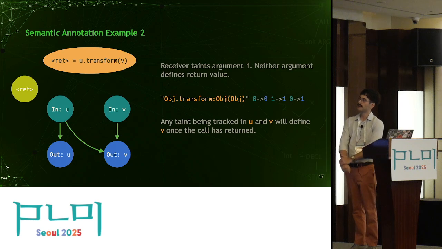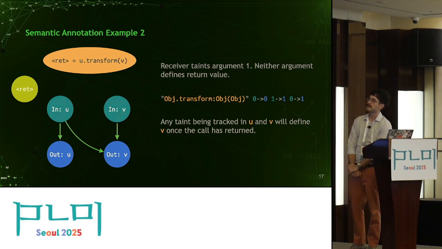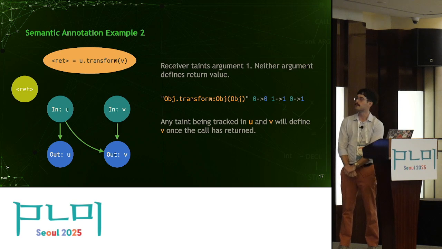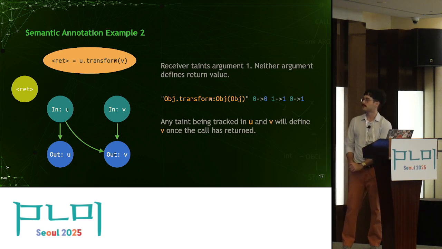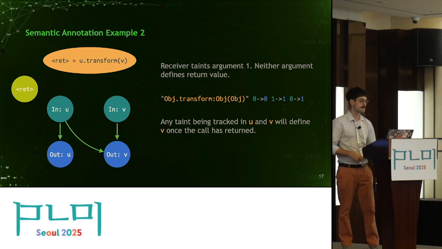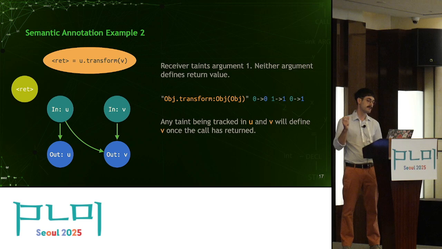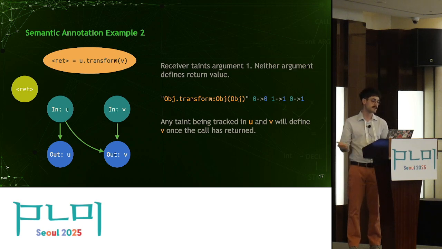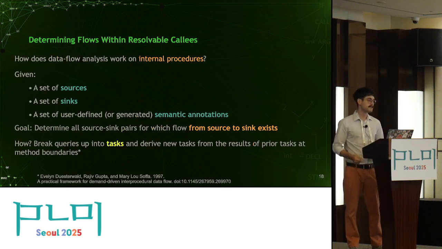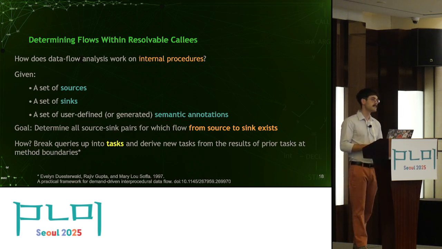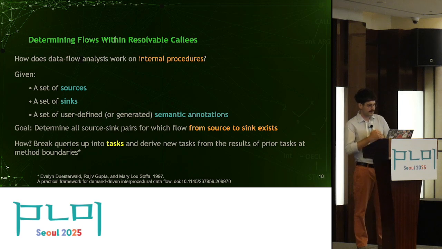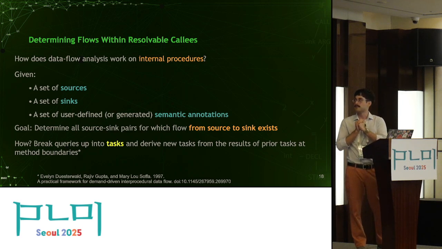For example 2, let's assume that the receiver taints argument 1, and neither argument defines the return value. Then we can have our 0 to 0 and 1 to 1 to say that neither argument is sanitized, but the pair from 0 to 1 describes that the receiver taints argument 1 in the output. So a very simple annotation syntax that is quite easy to write, but again, the limitations we'll go into a bit later. So how does this work when we actually encounter internal procedures?